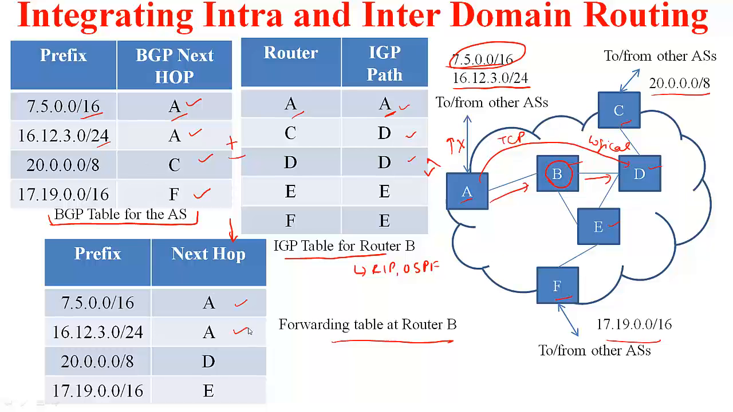So here again, it's the same. Let's look at this specific case. For 10.0.0.8, the next BGP hop is this, but to reach this C, your internal gateway table is saying you have to go through D, thereby to reach this prefix you send it to D. So this is how you integrate intra and inter-domain routing.